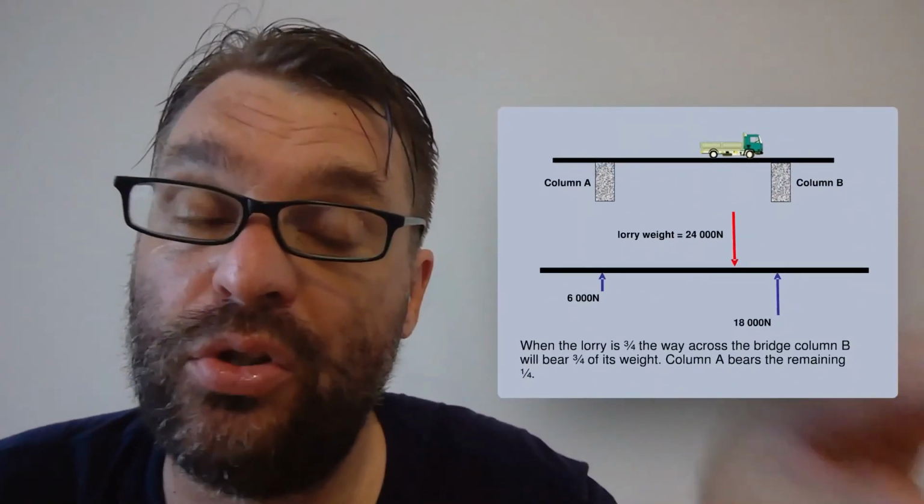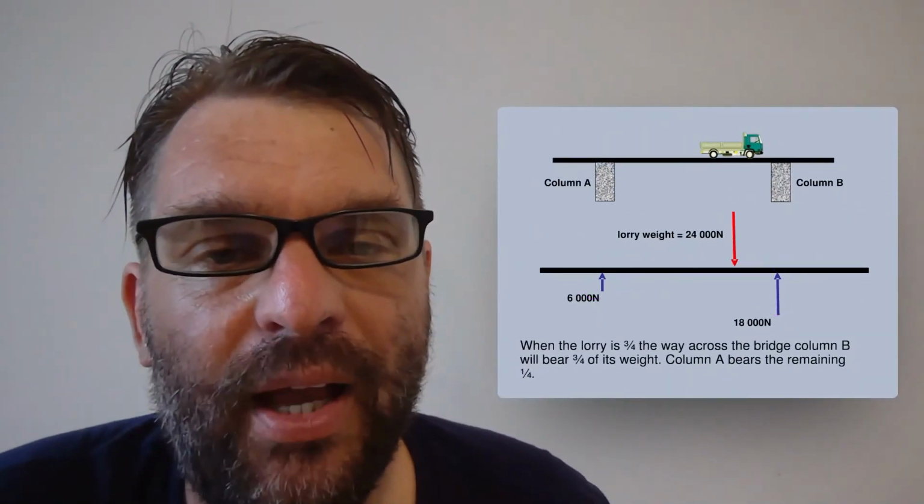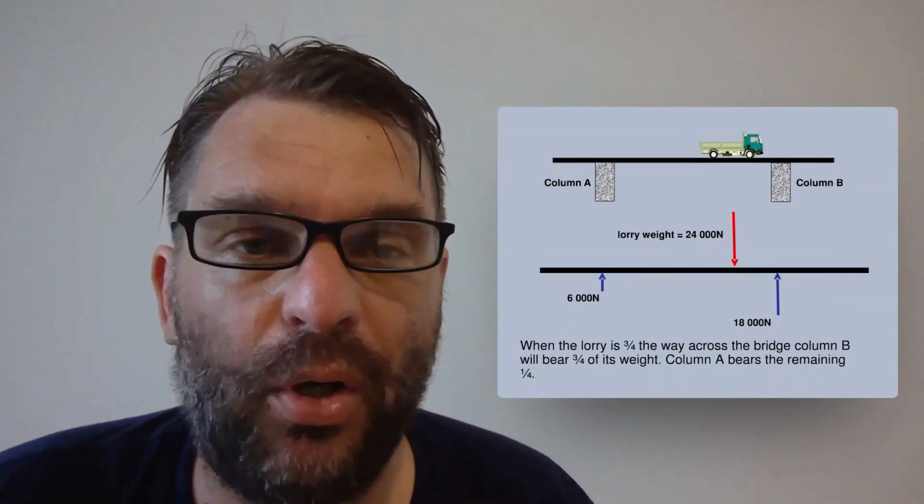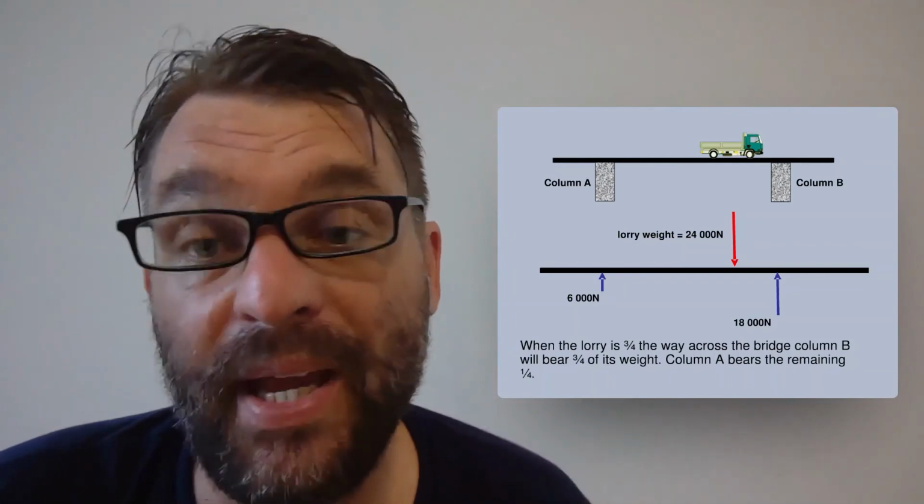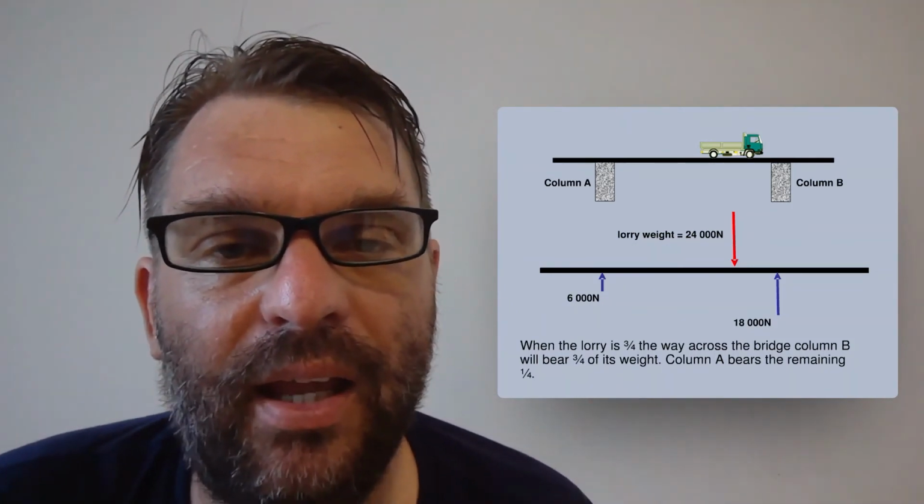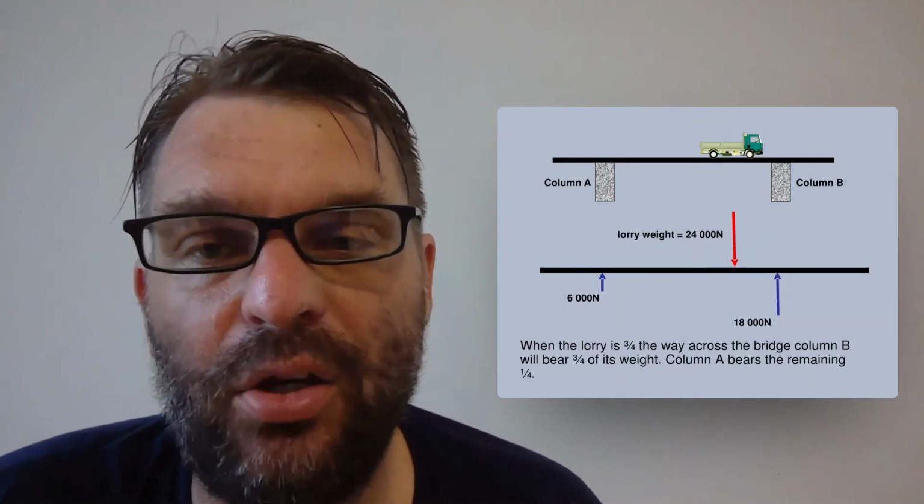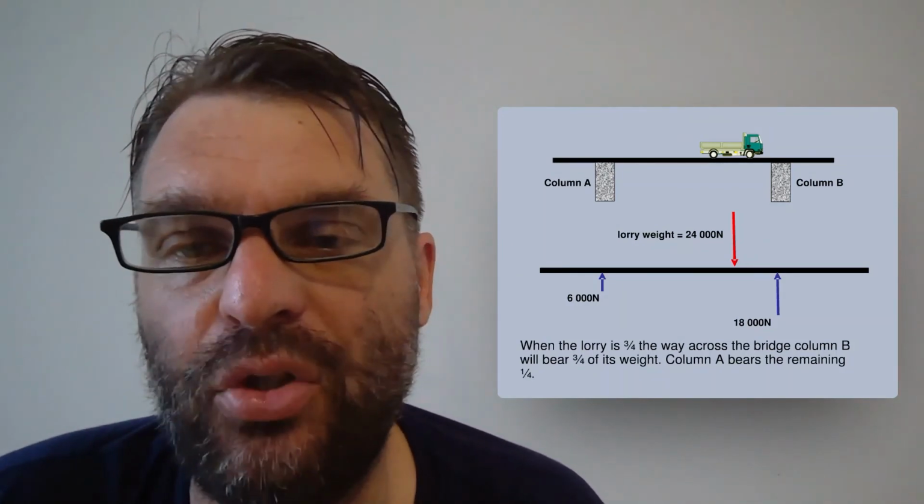And then if it's 3/4 of the way across the bridge in this example, then it's going to be the opposite. Once it's 3/4 across the bridge, then column B bears most of the weight, 18,000 newtons, and then column A is going to bear less. It's going to be only a quarter, 6,000 newtons.